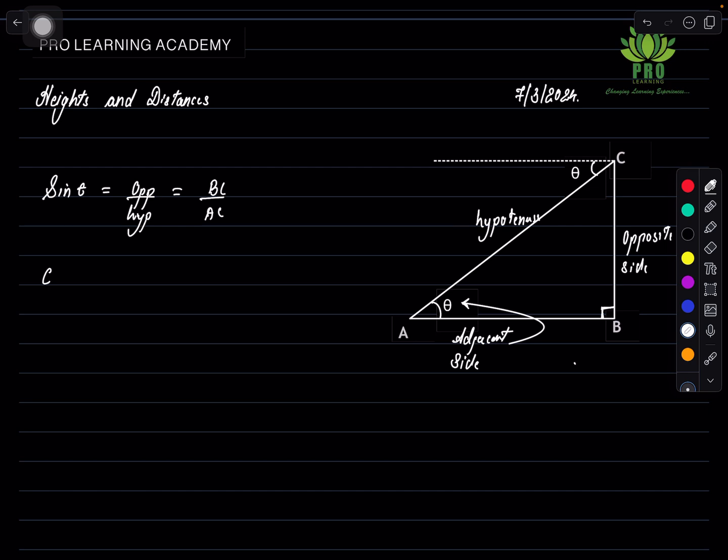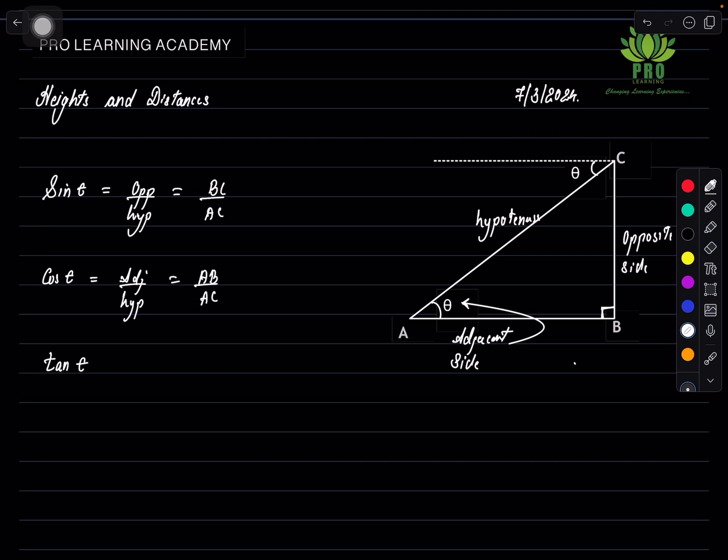Our cos function, cosine, is the complementary of sine, shortened to cos. When we are talking about cos theta, we say adjacent over hypotenuse. It is the ratio of the adjacent and hypotenuse sides, which for us is AB over AC. Now for heights and distances, the most important trigonometric function that we will talk about is tan theta.